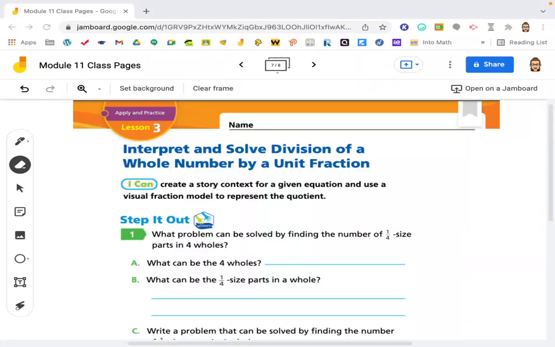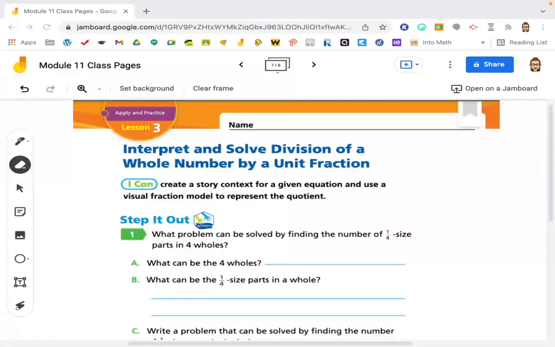Hello, my mathematicians. Today we are looking at Module 11, Lesson 3, which is all about interpreting and solving division of a whole number by a unit fraction. Hopefully by the end of this lesson, you'll be able to create a story context for a given equation and use a visual fraction model to represent the quotient.